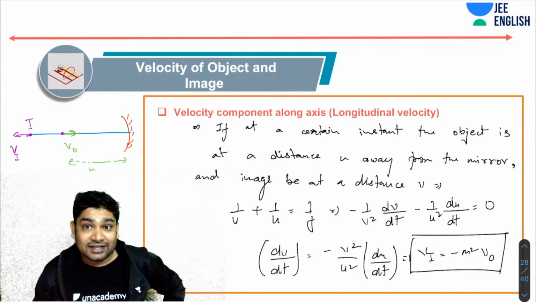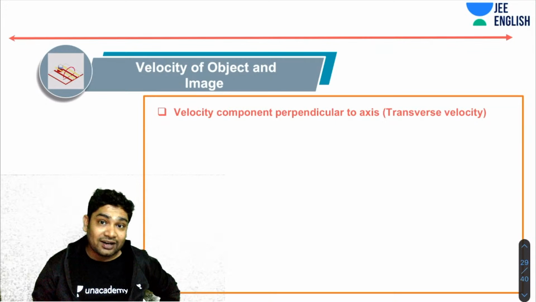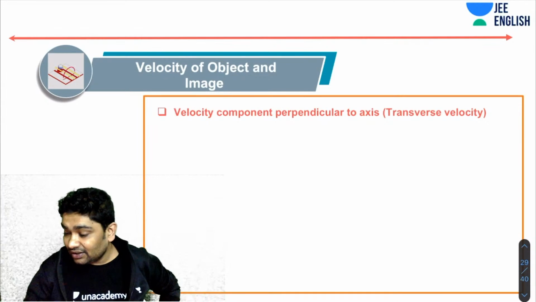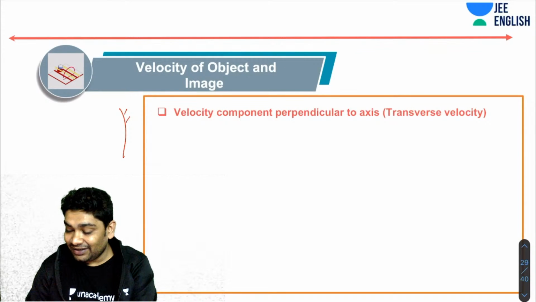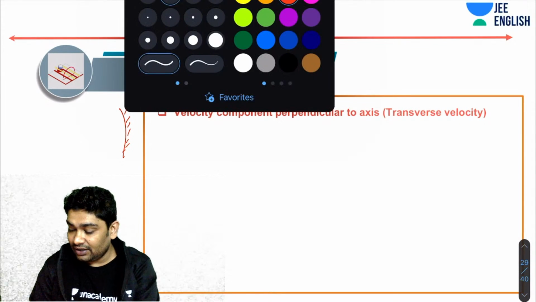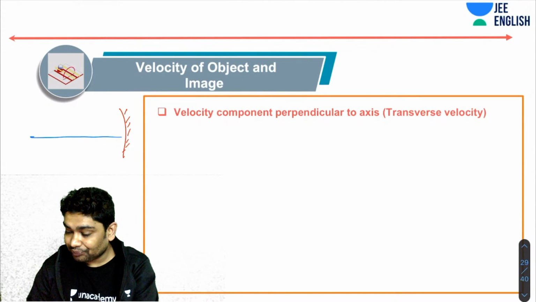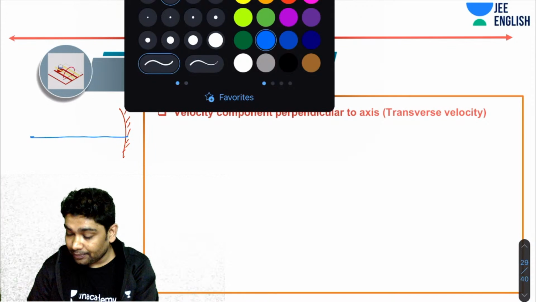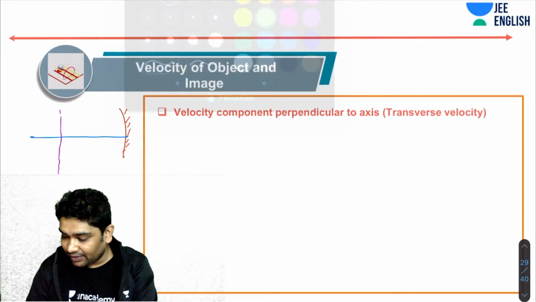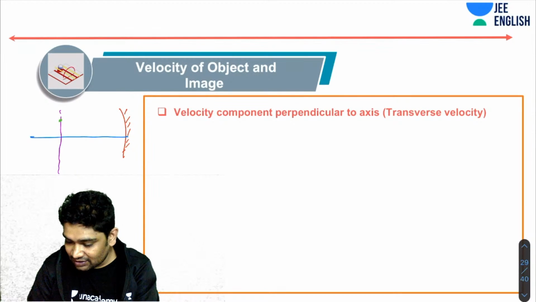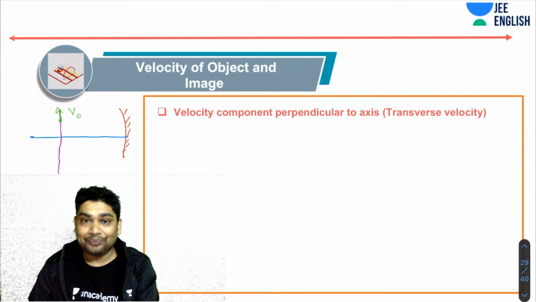Now we'll consider case number two. Case number two, if the object is moving perpendicular to the principal axis. So imagine here is your mirror again. Here is your principal axis. And imagine the object is somewhere here, along such a line, and your object is moving like this with a velocity of O.